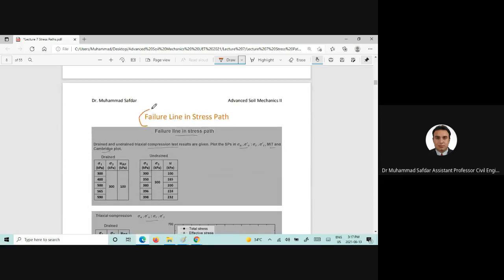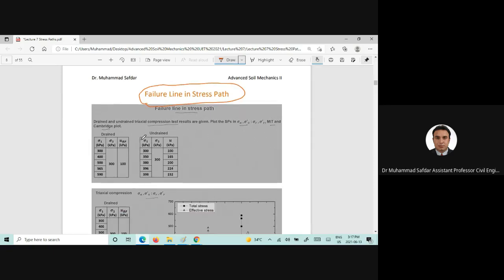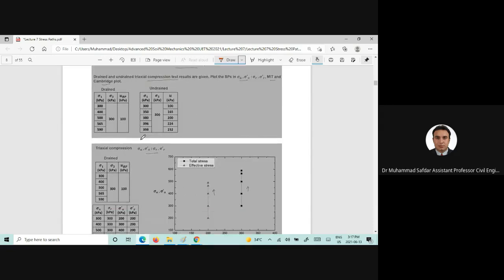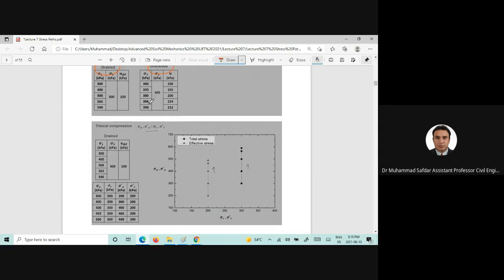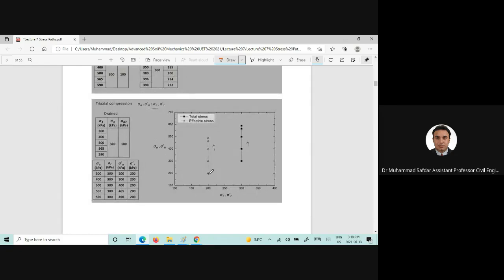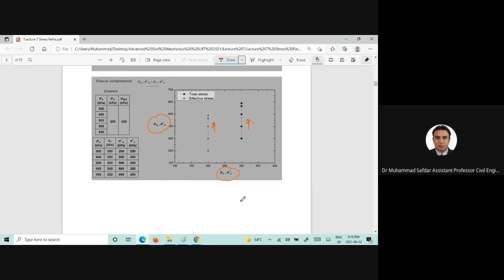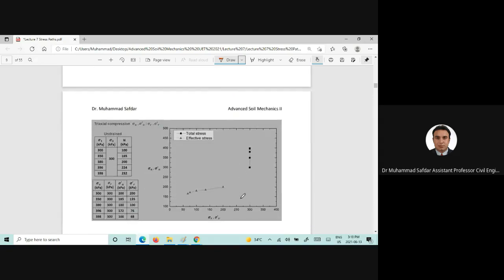Main thing is that we need to find out the failure line. We need to reach that failure line, so we can plot the data in drained condition, and we can also plot the data in undrained condition. For example, if you are talking about the effective stresses, we can plot the data for different sigma A and sigma A prime, sigma R, or sigma R prime. You can plot that data as well.